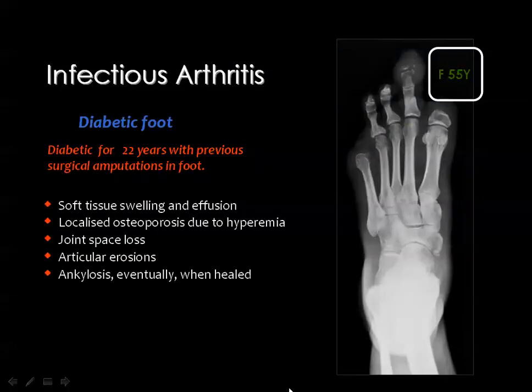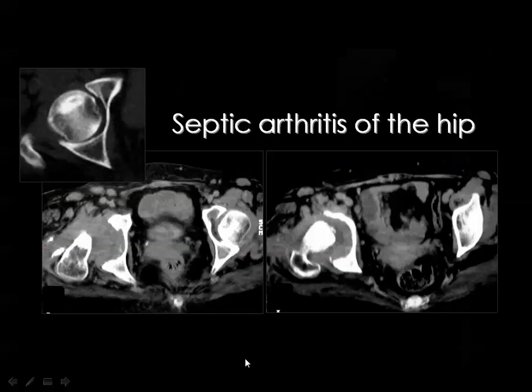In diabetic foot, you see soft tissue swelling. You may get joint effusions, localized osteoporosis due to hyperemia, joint space narrowing, articular erosions, bony ankylosis in cases of healing. And also you may appreciate that many of the toes are sometimes amputated. This is one of the classic appearances by CT of septic arthritis of the hip. I put this image to see the normal appearance of the acetabulum and the femoral head.